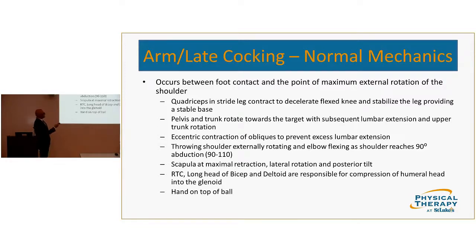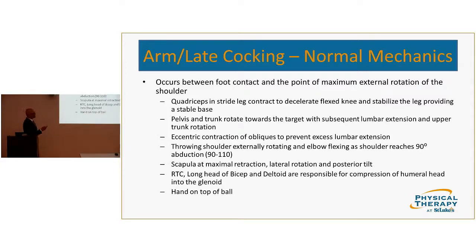So eccentric contraction of the obliques to prevent excessive lumbar extension, because then the trunk is going to get ready to flex forward during acceleration. The throwing shoulder externally rotating and the elbow flexing as the shoulder reaches 90 degrees of abduction. Normal at this phase is between 90 and 110. If they're going higher than that, it's too much. If they're not coming up to 90, it's not enough. Because if they're not coming up, then they're going to probably come down here and throw sidearm.